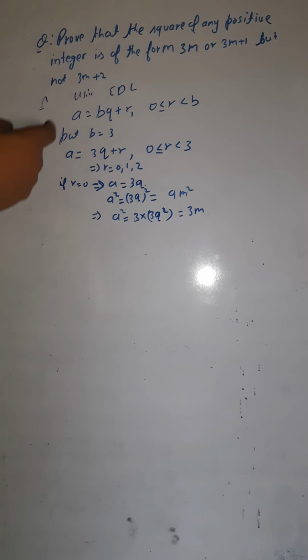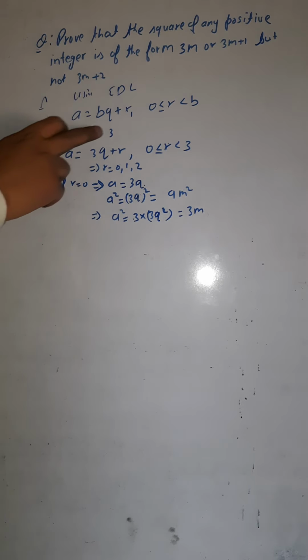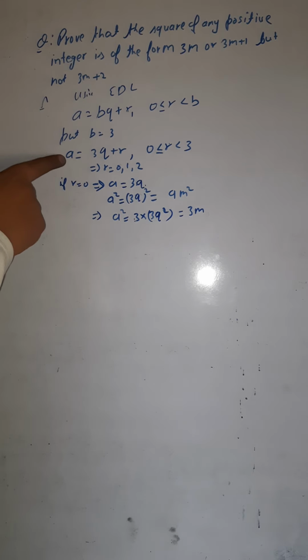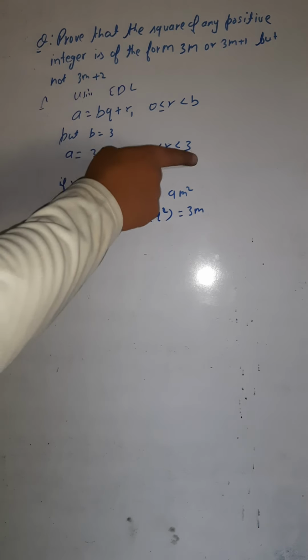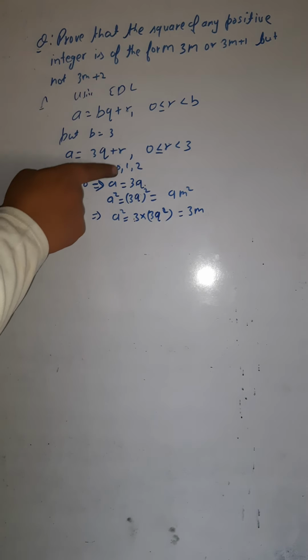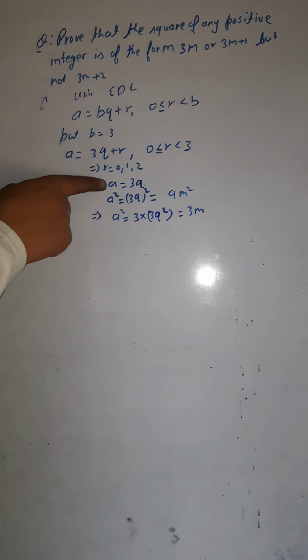Read it again because some mistake was there. So prove that the square of any positive integer is of the form 3m and 3m plus 1. Let's say we have a positive integer, that is a is equals to bq plus r. Then using Euclid's division lemma, put the value of b as 3. You will get a is equals to 3q plus r, where r would be greater than or equals to 0 but less than 3. So values of r are 0, 1 and 2.